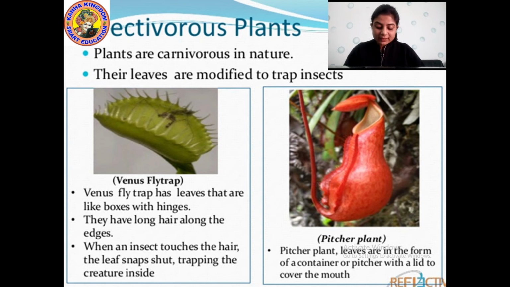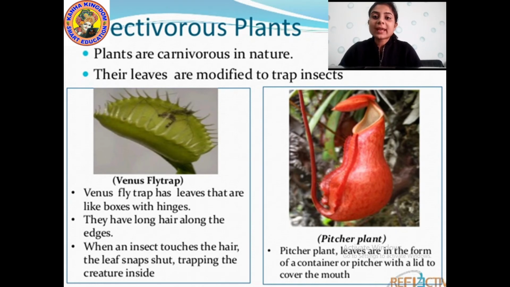Venus flytrap has leaves that are boxes with hinges. They have stiff hair-like structures on the inside of the leaf. When an insect touches the hair, the leaf snaps shut, trapping the creature inside. It is written in the slide. The leaves are boxes with hinges. You can see the pointed thing coming out from the leaf. These are the boxes with hinges, and along the edges they have long hair. You can see the hair coming out from the edges.